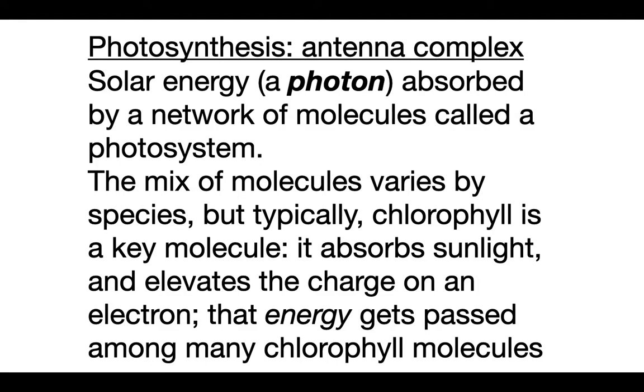So let's go through this. Solar energy, specifically a single photon, gets absorbed by a network of molecules called a photosystem. The mix of molecules is different from one species to another. Typically, chlorophyll is a key molecule. There are other pigments involved. There are actually two different kinds of chlorophyll. Chlorophyll A is the most common, but there are some plants that have chlorophyll B in different amounts as well. There are also other pigments called carotenoids that are more yellow and orange and red.